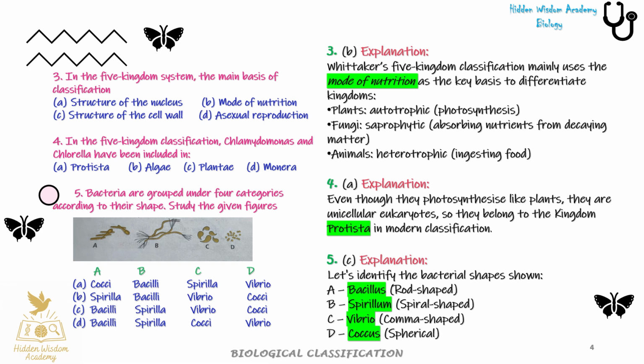4. In the five-kingdom classification, Chlamydomonas and Chlorella have been included in. Option A. Protista. Option B. Algae. Option C. Plantae. Option D. Monera. Explanation. Even though they photosynthesize like plants, they are unicellular eukaryotes, so they belong to the kingdom Protista in modern classification. So, option A is the correct answer.